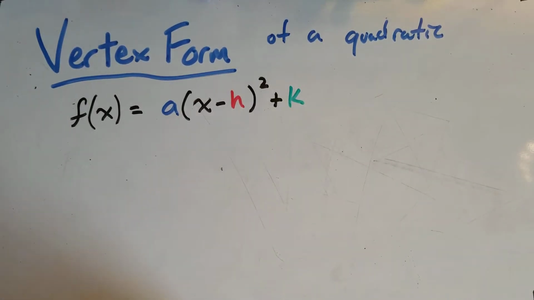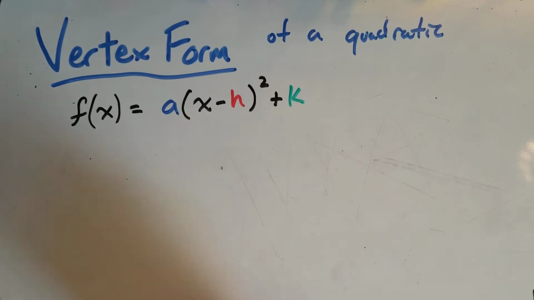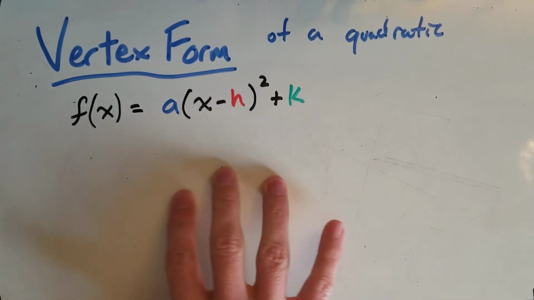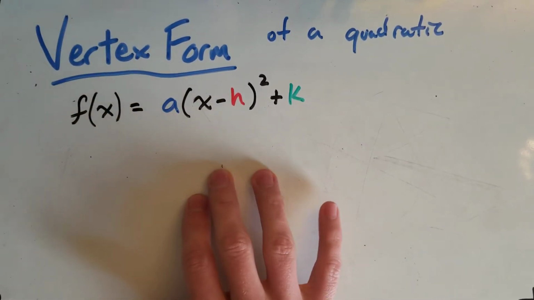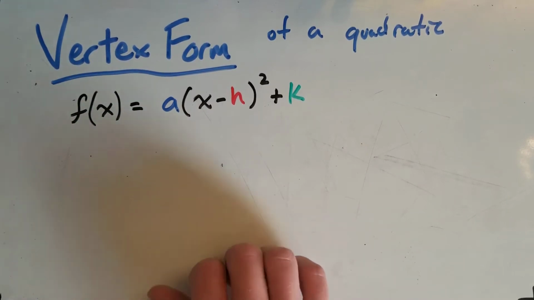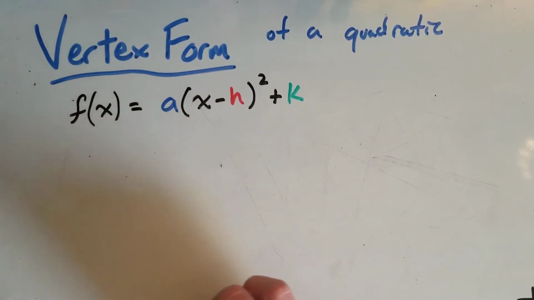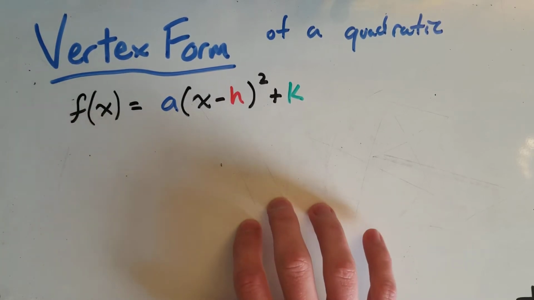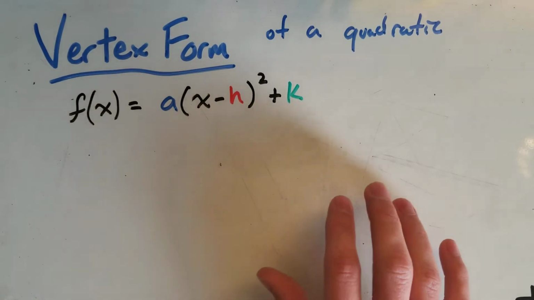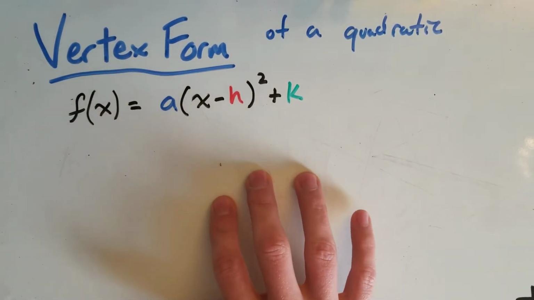Hey guys, today we're going to talk about something called the vertex form of a quadratic. So we know how to write a quadratic in standard form. This is just a different form, and this one's a little bit easier to find the vertex of the parabola, which is why it's called vertex form, and it's easier to do different transformations, like moving parabolas around the coordinate plane and comparing parabolas in this form. So we'll go through this.